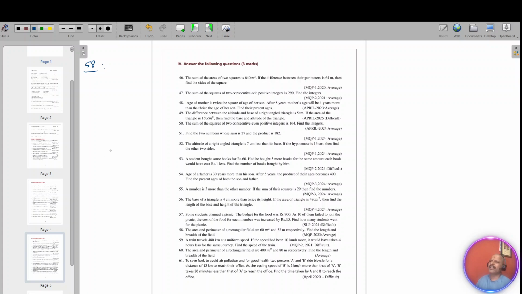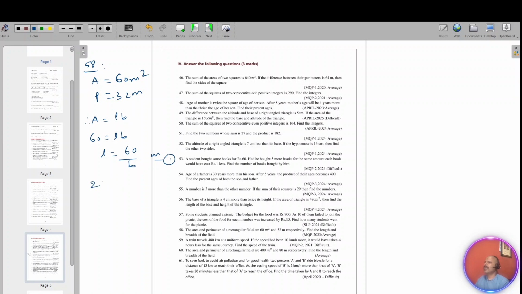This is easy. The area of a rectangular field is 60 meter square, and the perimeter is 32 meter. Therefore, area is equal to, what is the field? It is rectangular. Area is L into B, that is 60 is equal to L into B. So L I can say 60 by B.